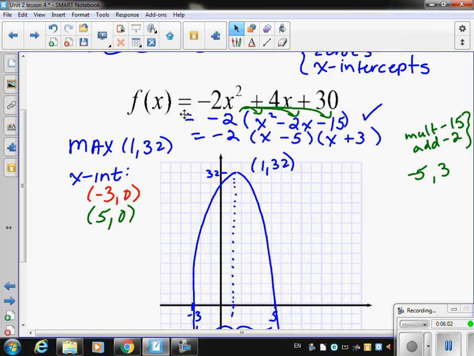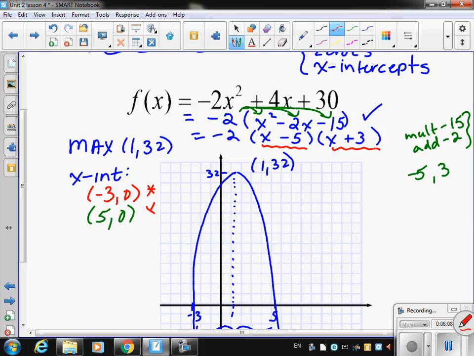I wonder if you noticed anything interesting with those two brackets and these two x-intercepts. The sign is a bit troubling, but you can see where those numbers come from.